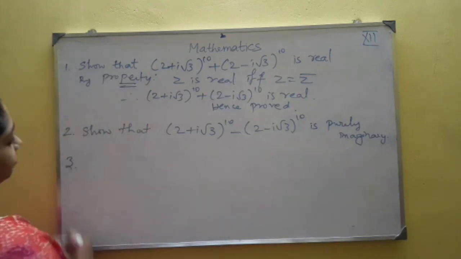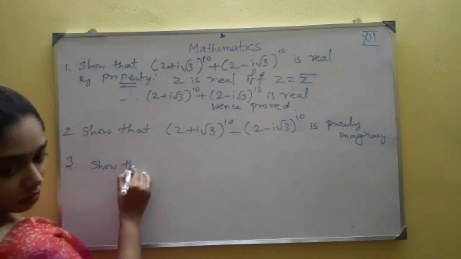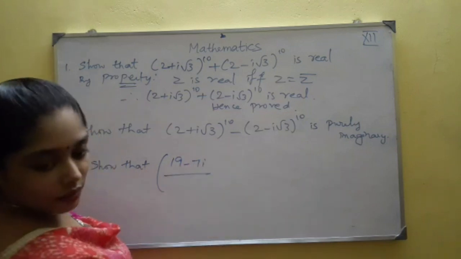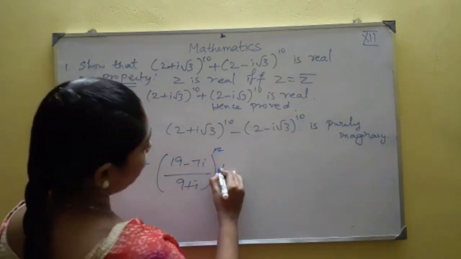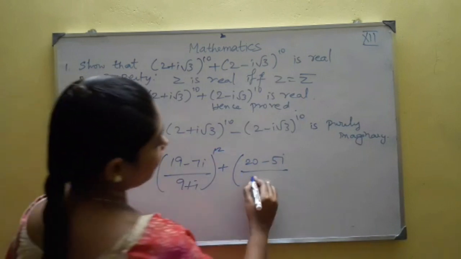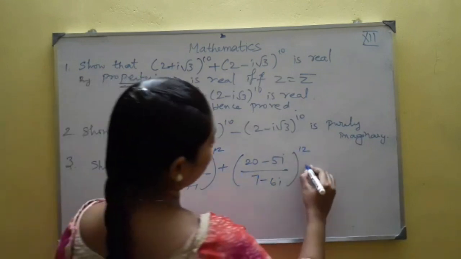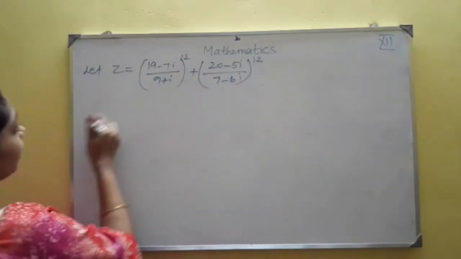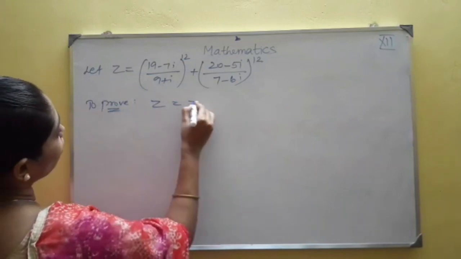Now third problem, show that ((19 minus 7i) divided by (9 plus i)) whole power 12 plus ((20 minus 5i) divided by (7 minus 6i)) whole power 12 is real. Now take this as z, to prove z is equal to z bar.